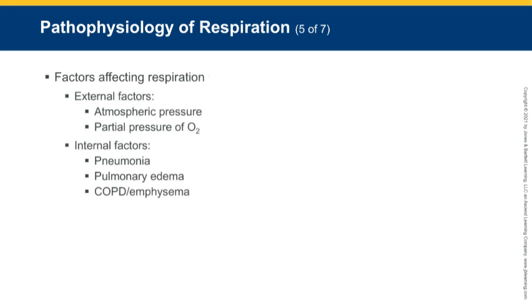External factors that affect respiration include changes in atmospheric pressure, which can reduce oxygen levels. Internal factors such as pneumonia, pulmonary edema, or chronic lung diseases like COPD can also impair oxygen diffusion and gas exchange.